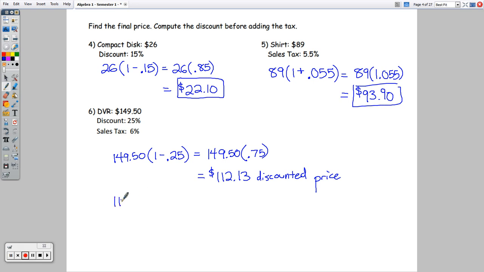So we have here 112.13. Now we're taking that and we're adding 6% sales tax to that. So we would take 100% of that amount plus 0.06. That would be 112.13 times 1.06, and that's in a calculator $118.86 after tax.